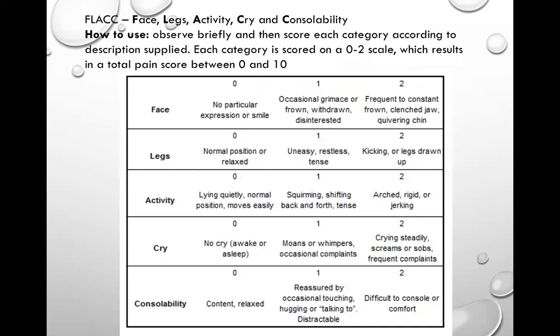This is the FLACC, the face, legs, activity, cry, consolability, which again has 5 parameters, and each parameter has a minimum score of 0 to a maximum score of 2. So the resulting total pain score should be between 0 and 10.